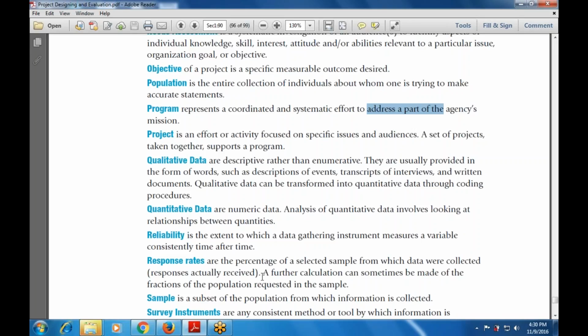The next one is qualitative data, that are descriptive rather than enumerative. These are descriptive terms rather than enumerative. And they are usually provided in the form of words, such as descriptions of events, transcripts of interviews, and written documents. That can be converted into quantitative data through coding procedures. Then quantitative, that is the numeric data.